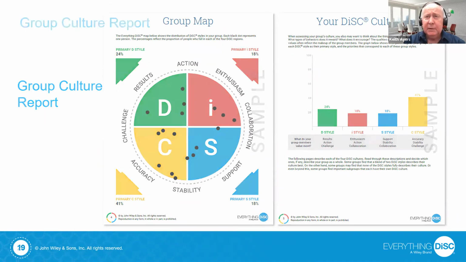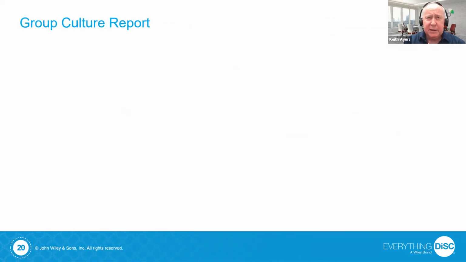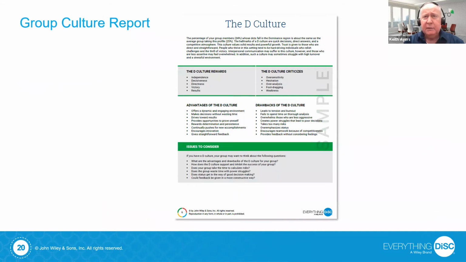Also, in the culture section, for each of the 4 styles, we have a couple of pages talking about the culture in the group. So we can see here that the D culture rewards independence, decisiveness, directness, etc., and it criticizes oversensitivity, hesitation, overanalysis, etc. And so we've got the advantages of the D culture and then the drawbacks of the D culture.